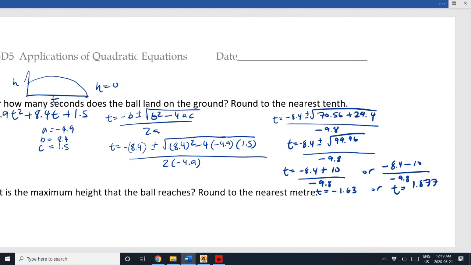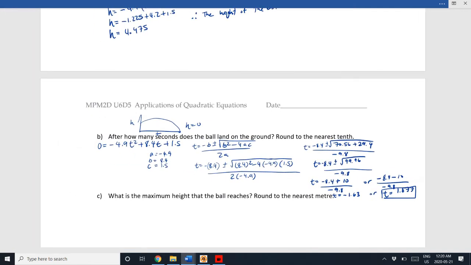So we can see here we have a positive time and a negative time. And the only one that makes sense is the positive time, because we can't go back in time. So this is going to be our answer. We know the ball will hit the ground after 1.877 seconds. Okay, and it says here round to the nearest tenth, so 1.9 seconds.